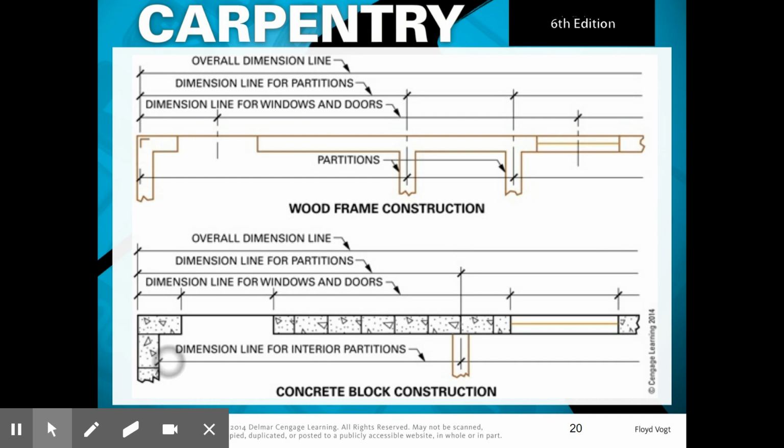And on this one, you can see it's going to be the same as it was. So this is letting us know the overall dimension from out to out. This is the outside face for your partitions, coming down to the center. This is the dimension for your window and doors. And it's showing out to out. See the difference? These are out to out instead of the center. Again, for the window, outside to outside, so inside dimension, inside dimension.